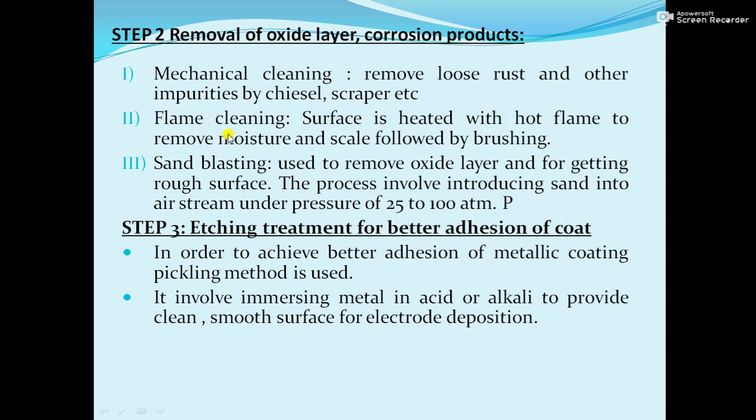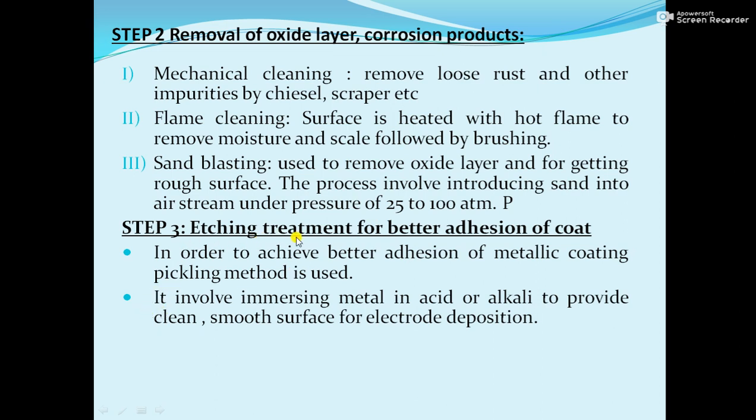Then second is flame cleaning. The metal surface is heated with a hot flame to remove moisture and scale, and after that the scales are removed by brushing. And the third one is sandblasting. It is used to remove the oxide layer and for getting a rough surface. Sandblasting is suitable for large steel surfaces where maximum protection from coating is required. In this process, sand is introduced into an air stream under 25 to 100 atmospheric pressure, and the sand is blasted with high impact on the metal surface.